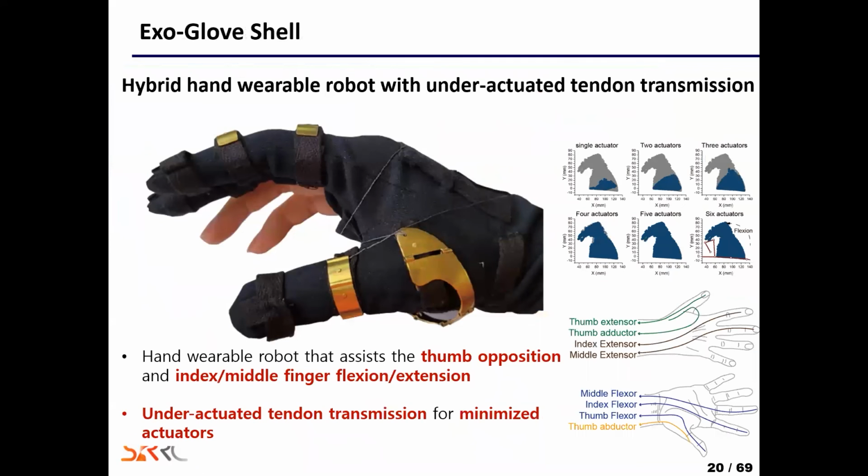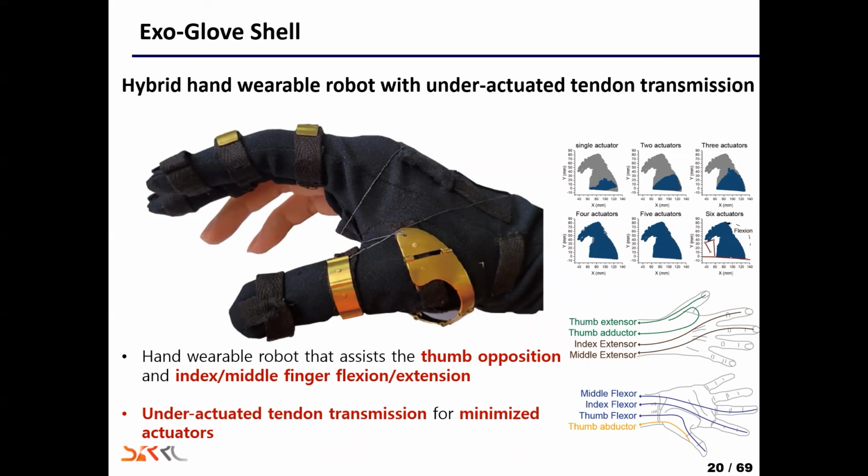As a result, I have designed a robot named Exoglove Shell by considering these 4 trade-offs between robot functionality and usability. So by considering hand biomechanics, the robot is designed to assist the thumb, index, and middle finger. Also, by simulating the hand kinematics, I obtained that using 4 actuators is sufficient for the target application.